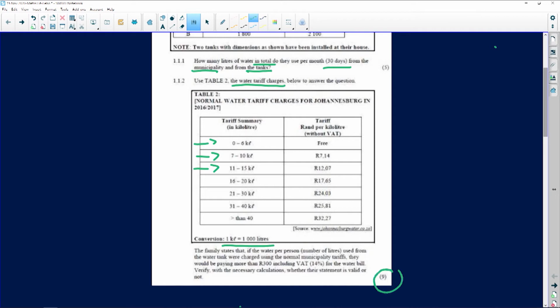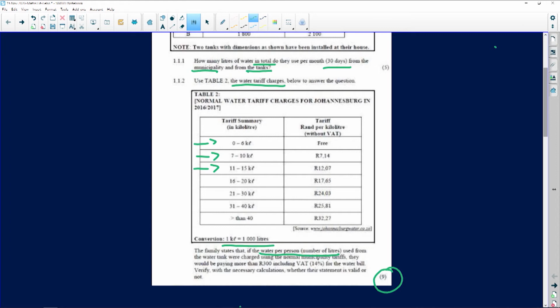And this is out of 9 marks, meaning that you have a lot of marks to lose if you do this incorrectly. The family states that if the water per person, number of liters, and that's what we've done already. So here, it's water per person, okay? Used from the water tank was charged using the normal municipality tariffs, they would be paying more than 300 Rand, including VAT, 14% for the water bill.